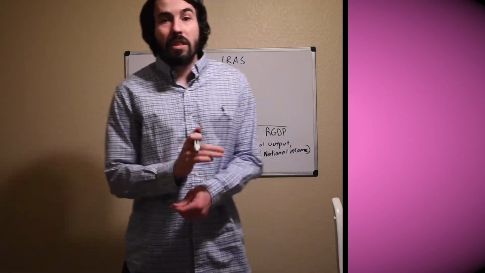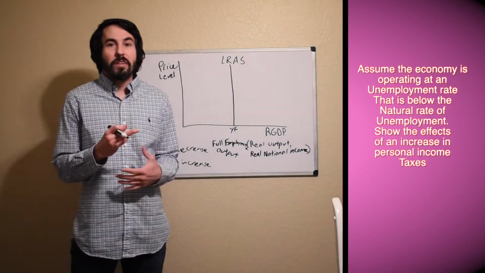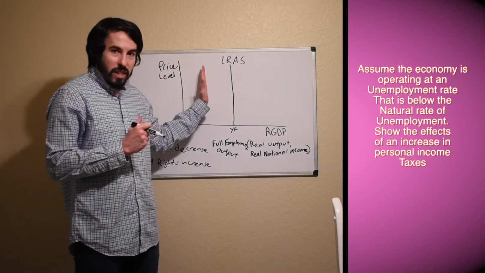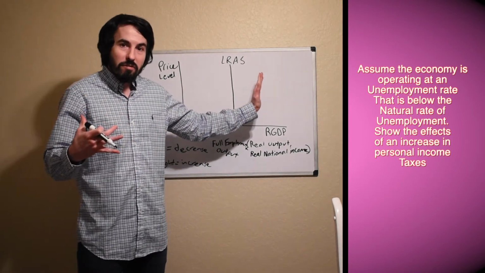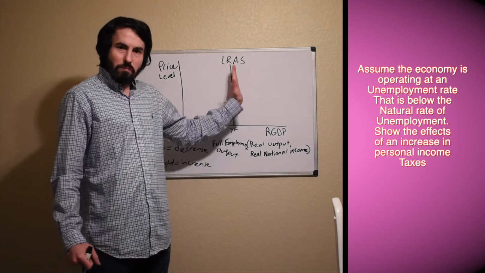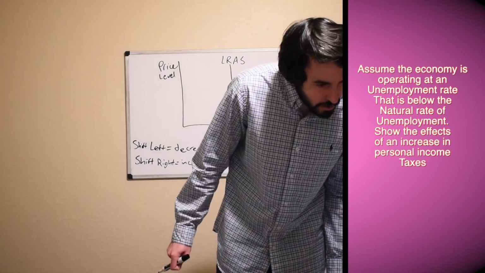So again, we're always going to start with our long-run aggregate supply curve, and then we can go from there. So we can see, are we short of that? Are we in a recession? Are we beyond full employment? Are we in an inflationary gap? Or are we right perfect in long-run equilibrium? So number 2 says, nope.